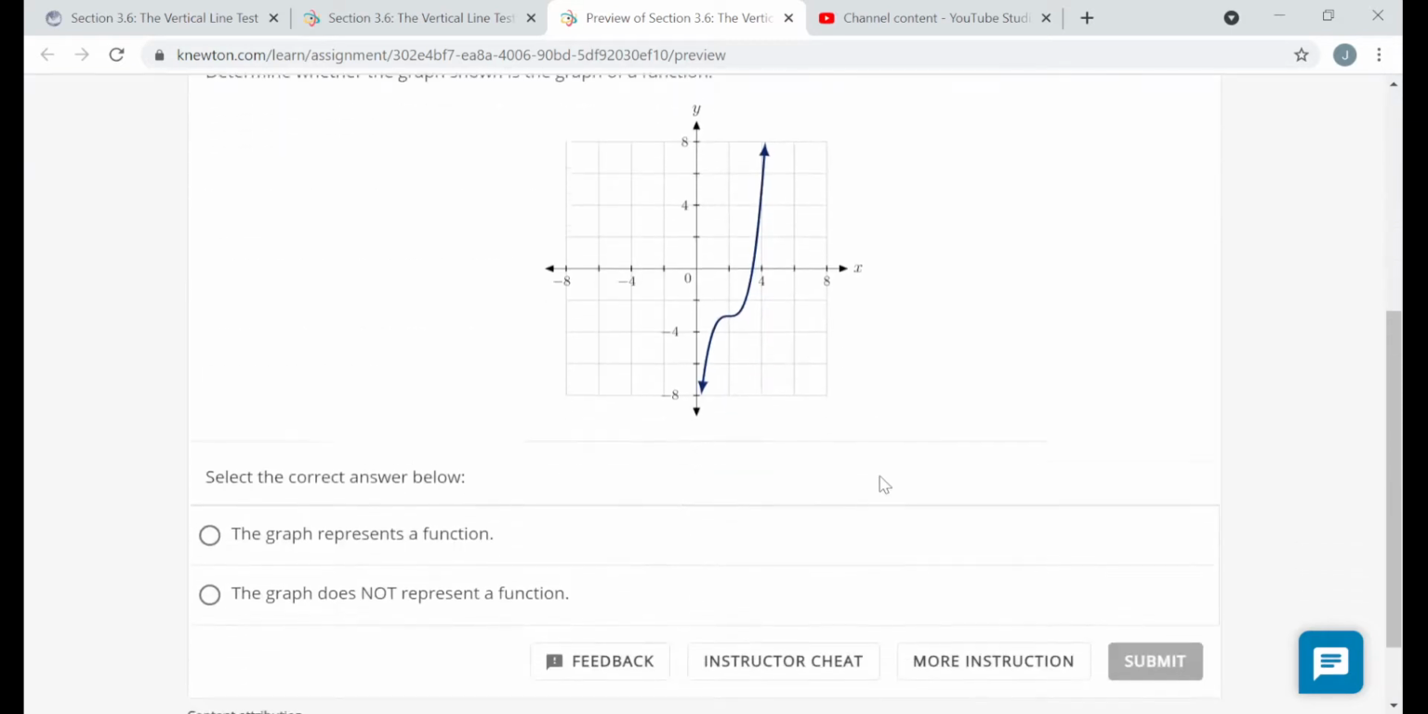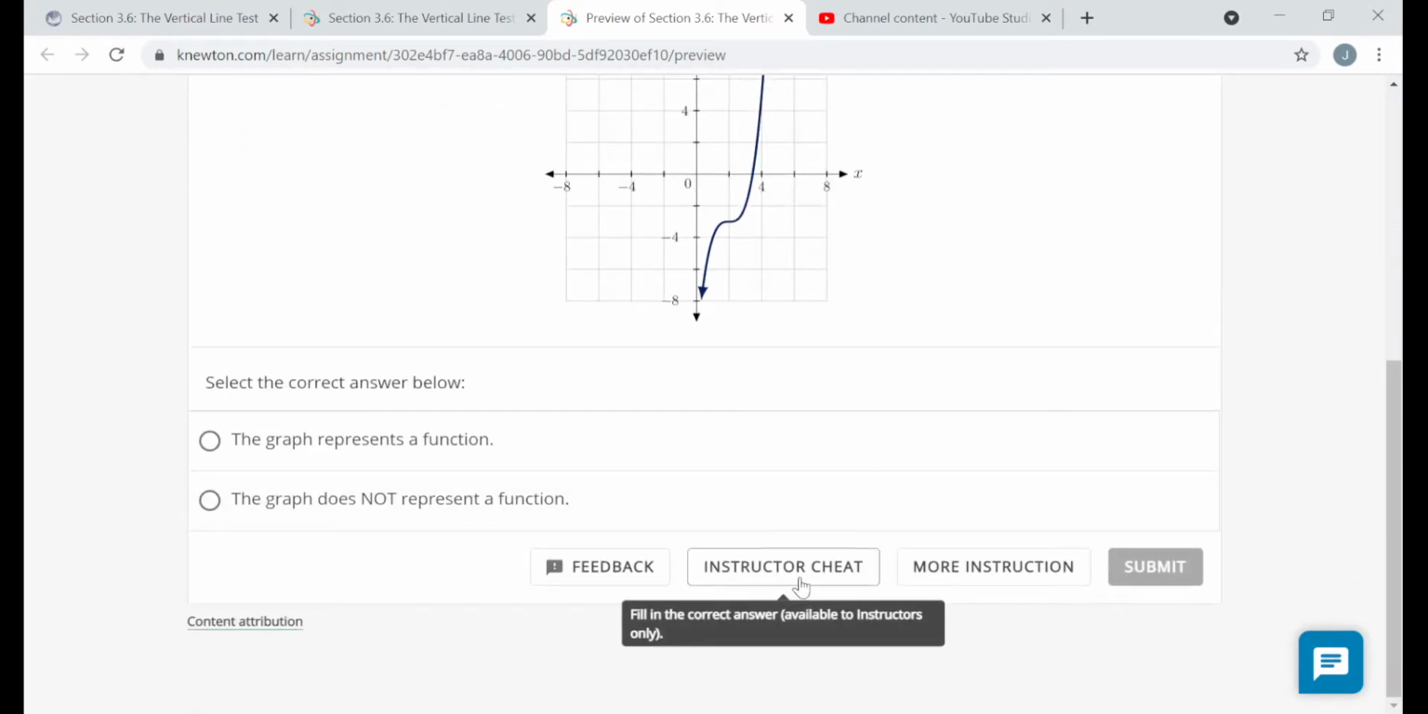And then a question, and below it you have some buttons, feedback, if you want to send Knewton some feedback. You will not see the instructor cheat button, because you're not instructors, you're students. And the more instruction button, if you click on this when you're struggling with a question or an objective, they'll provide you with some reading material or videos that will hopefully help you working on a question from that particular objective.